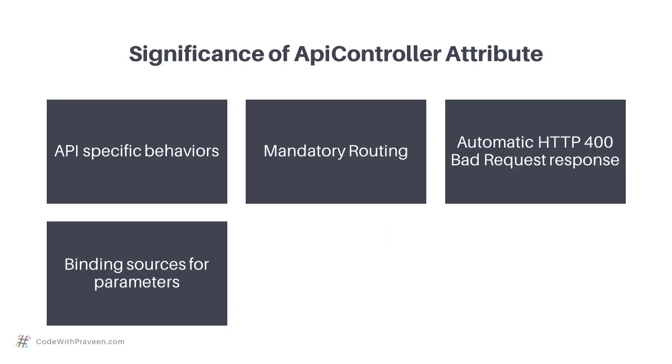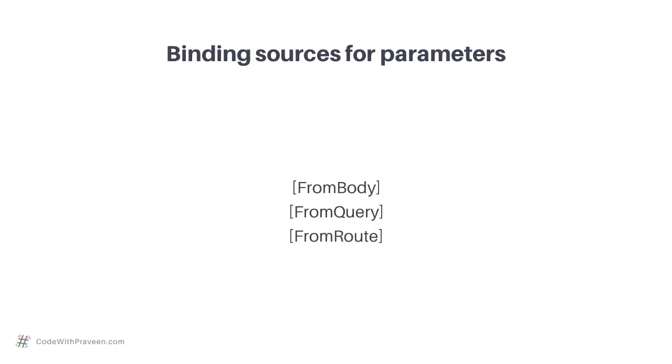Fourthly, the API controller attribute supports binding sources for parameters. As you will be seeing throughout this course, operations can accept parameters. API controller allows you to mention the source of such parameter values in the HTTP request. The allowed attributes are from body, from query, from route, and so on. API controller uses inferring rules to automatically bind sources. The complex parameters are bound to from body, followed by the same name parameters, which are bound to from route. The last option is from query.